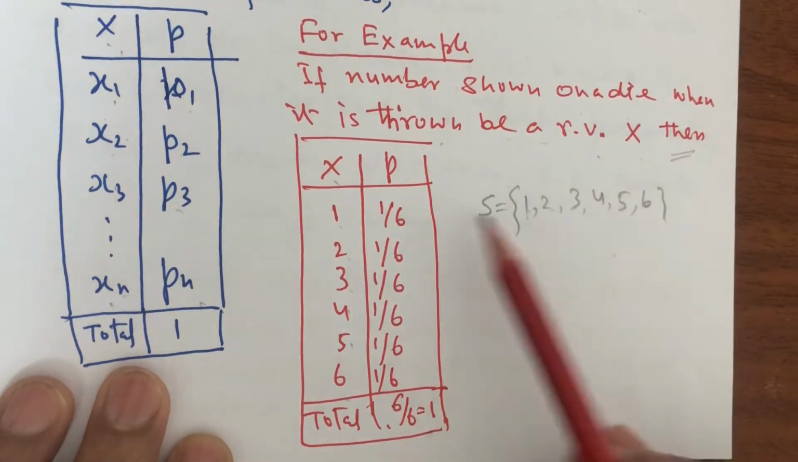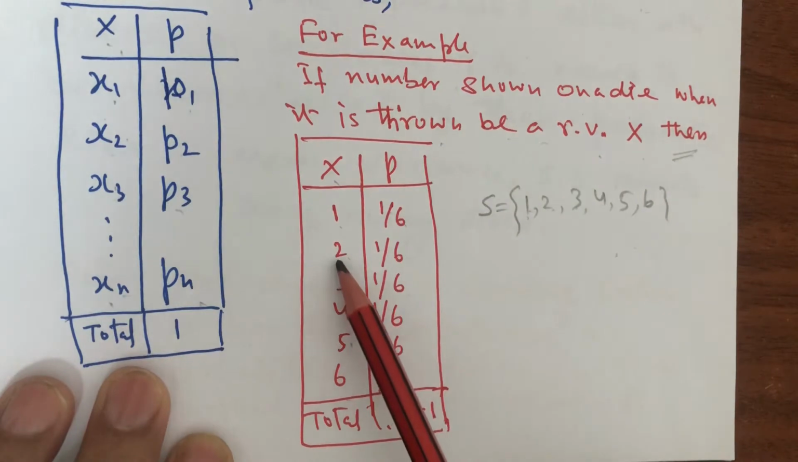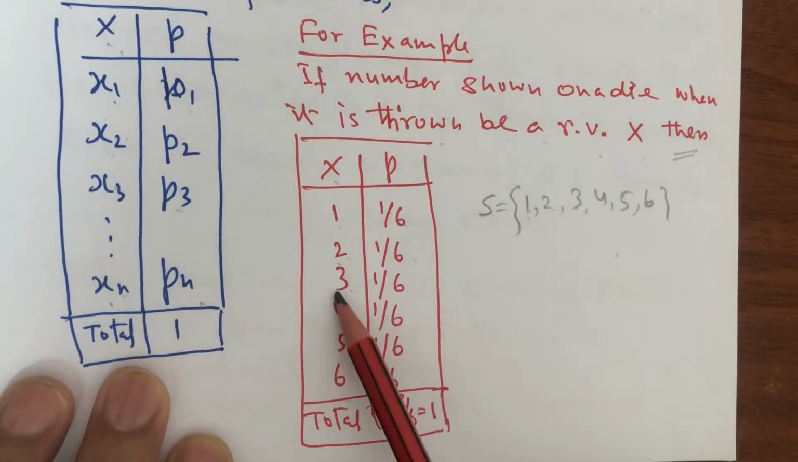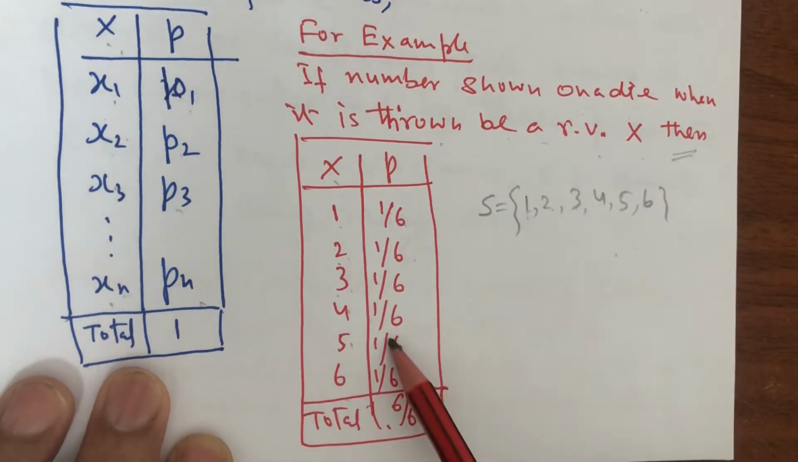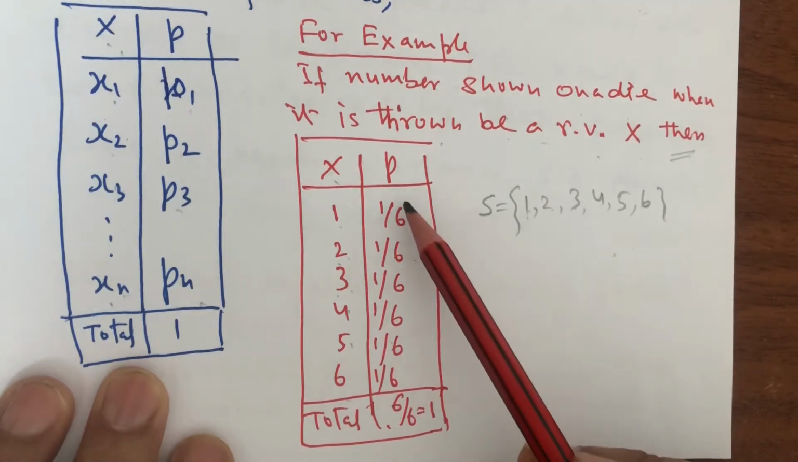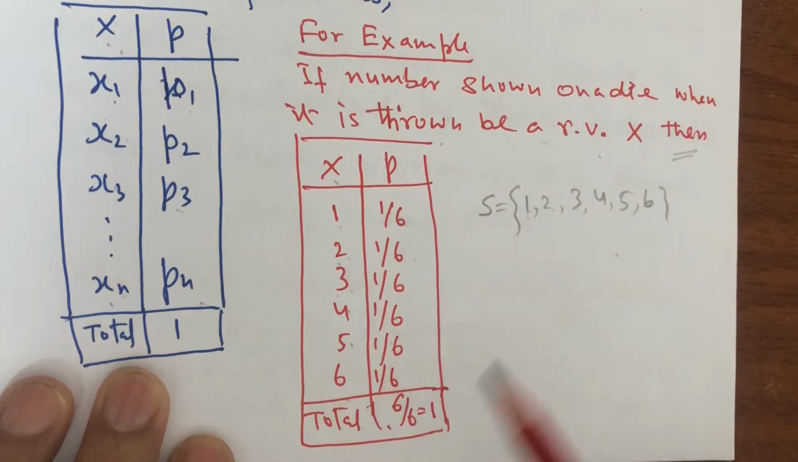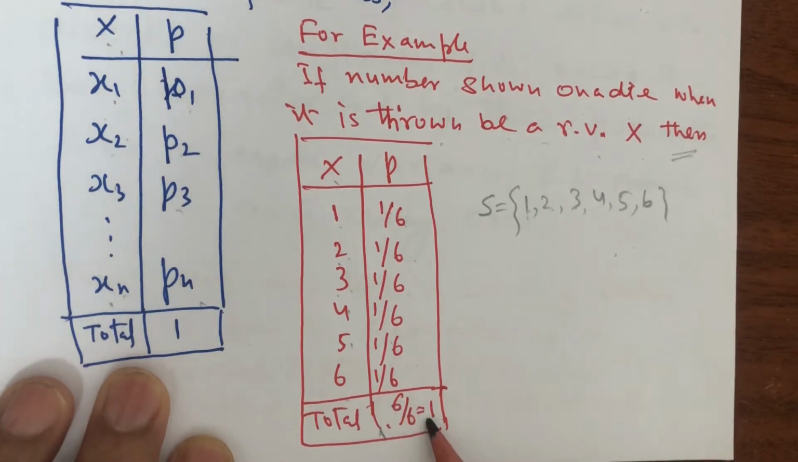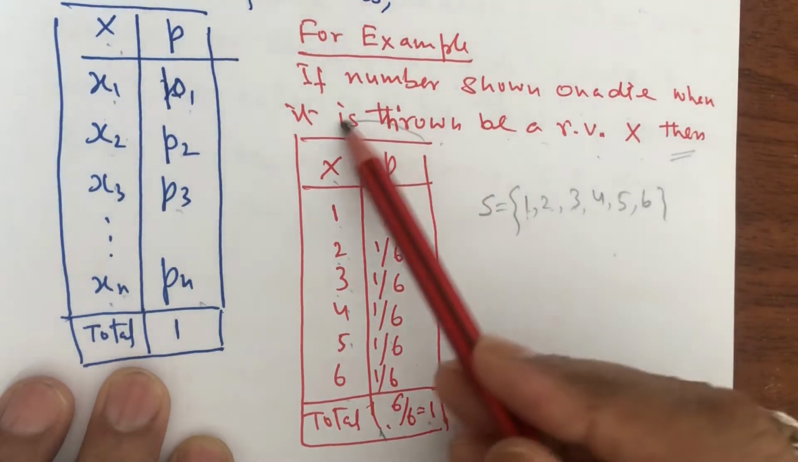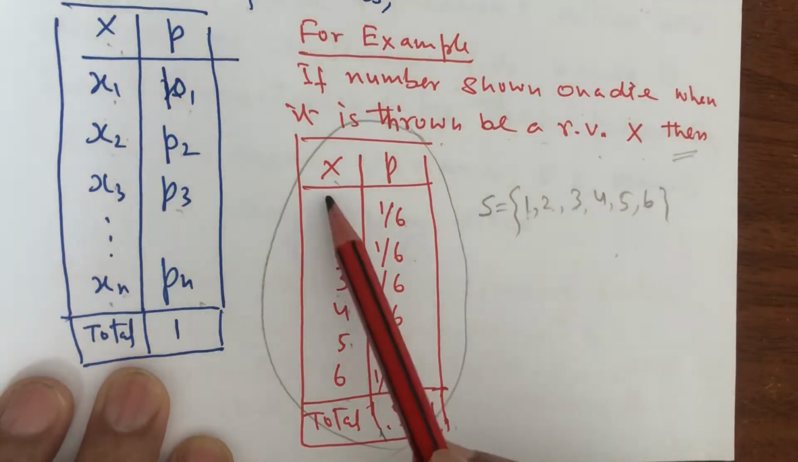This sample space gives the probability of 1 over 6 for each: for x value 1, 1 over 6; for x value 2, 1 over 6; for x value 3, 1 over 6. All 1 over 6. These point probabilities meet the condition, because when we add them we get 6 over 6, which is 1. So this is an example of a random variable. This x is a random variable.